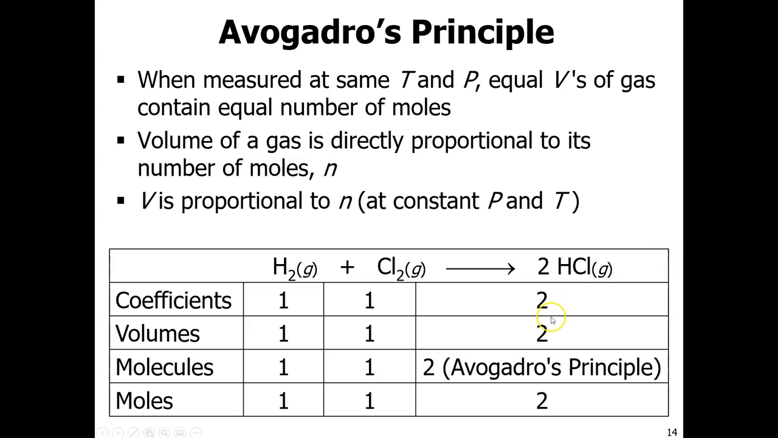So the idea here is that if I have 1 mole of hydrogen, 1 mole of chlorine gas, and I then make 2 moles of HCl, these volumes should be similar. The number of moles should be similar, and that's kind of what we're describing down below. So we have 2 volumes, we have 2 moles on the left combined, and then on the right, these are all also equal to 2. So this is Avogadro's principle, and we're now going to look at all of these things combined.